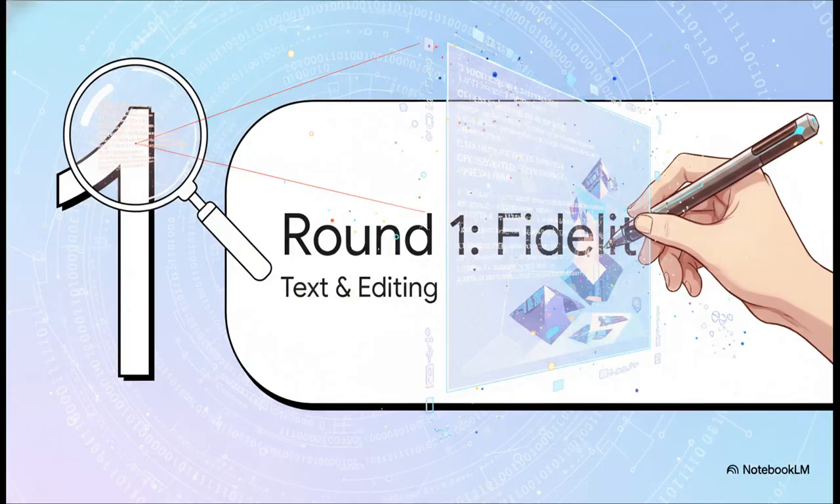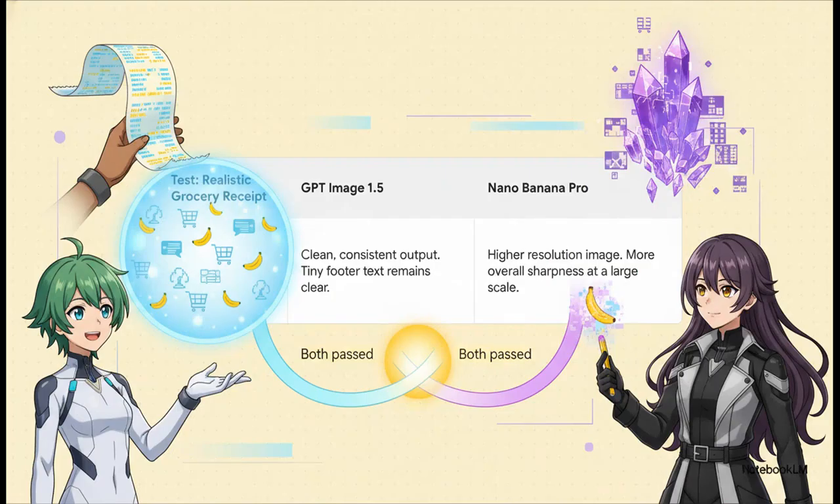All right, round one, fidelity. This is all about the details. How well do they handle the tiny stuff? Can they get text right, and can they make an edit without completely wrecking the rest of the image? Let's find out. Okay, first up, we gave them a real challenge: a thermal grocery receipt. This is a nightmare for AI, with all that tiny, dense text. GPT Image 1.5 did an amazing job. The output was super clean, and you could actually read the little footer text.